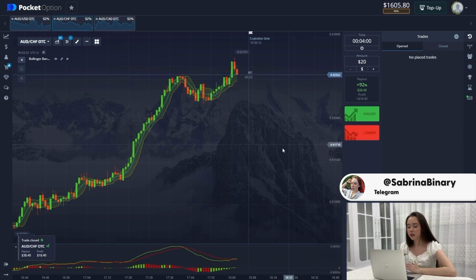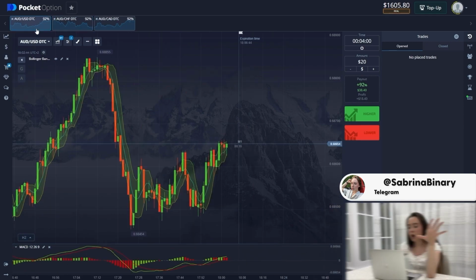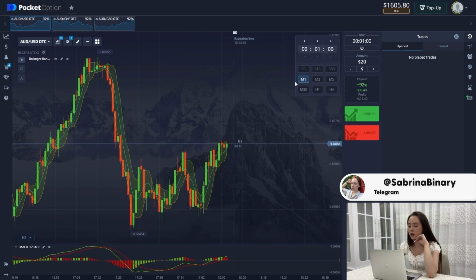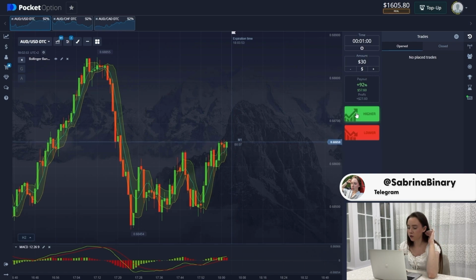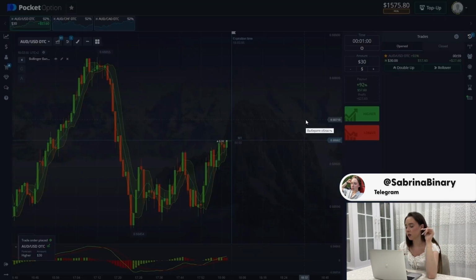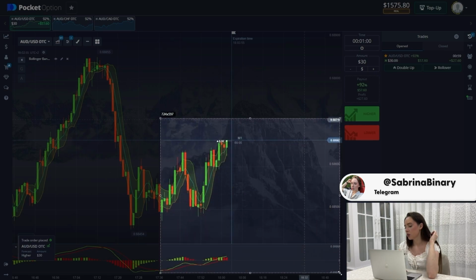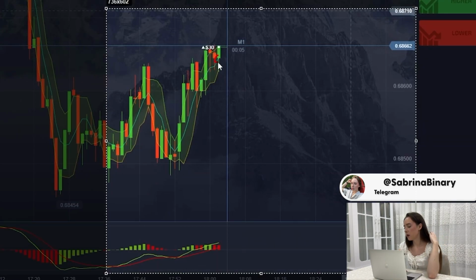Well guys, another trade has closed in plus and we're moving to our last trade for today. Oh, that's a cool currency pair, but first I want to decrease the time frame and also increase the trade amount to $30. So of course I'm going to open an up trade.